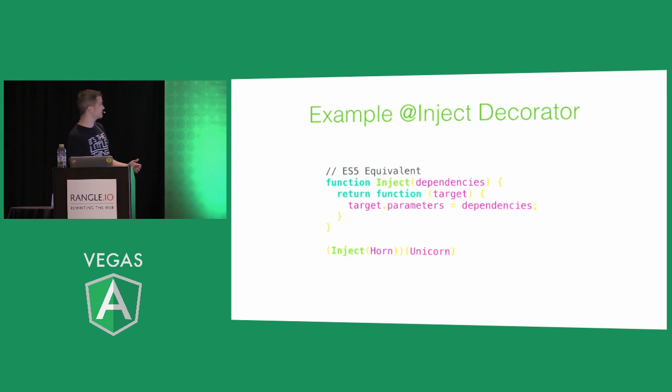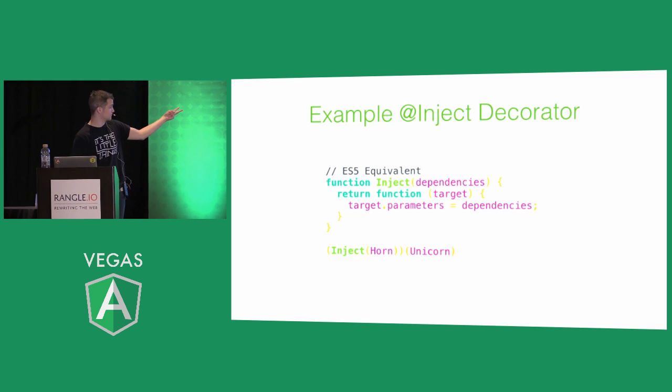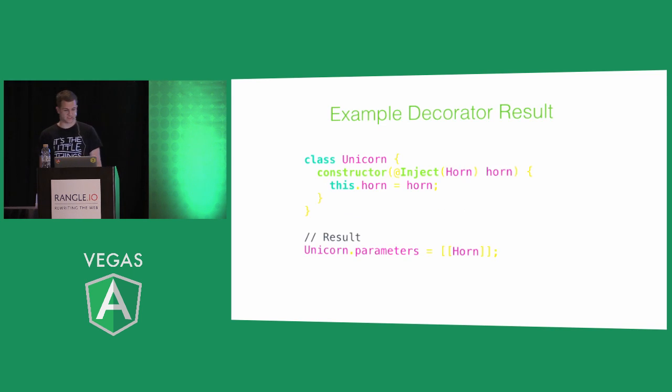What's the ES5 equivalent? Well, this is the ES5 equivalent. So we run inject with horn, which returns a function. We run that on the unicorn dependency, and then that marks it up with some metadata. An example result looks like this. We add inject a parameter, and the result is a property on the class.